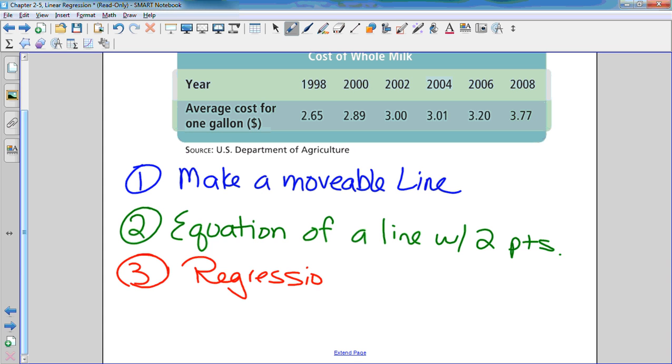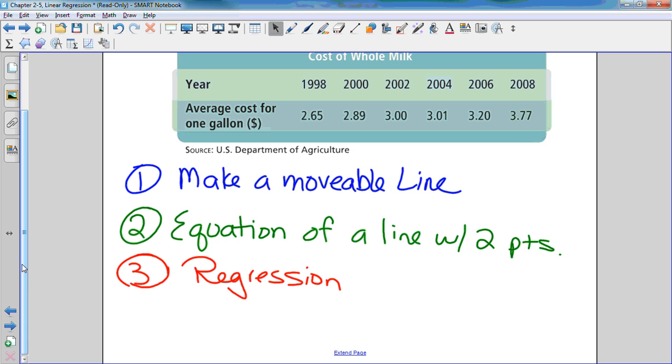For your homework tonight, you're going to have to do 1 and 2. You're going to have to make a movable line, or just make a line that you think fits the best, you can eyeball it. And you're also going to have to pick 2 points, and make an equation that you think would work. Those are the 2 you have to do. Obviously, you can't do regression, because regression you need an Inspire calculator. We're going to do that tomorrow in class. Any questions? So what you have to do is 1 and 2.